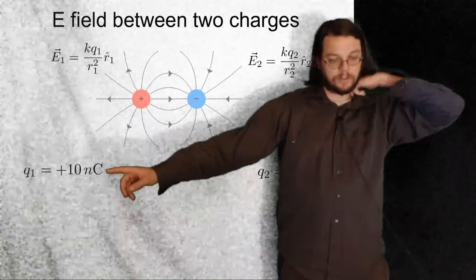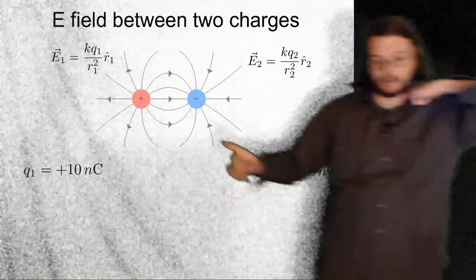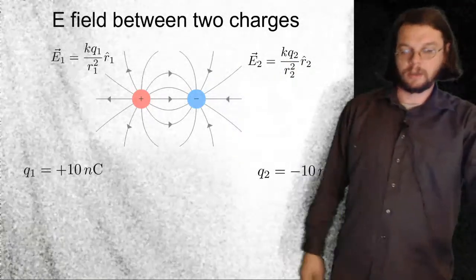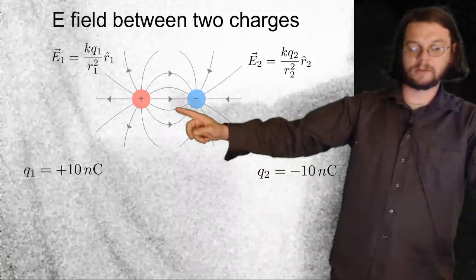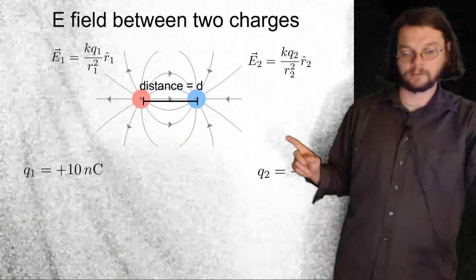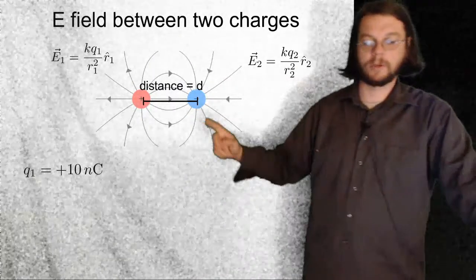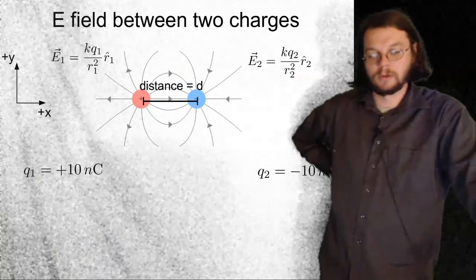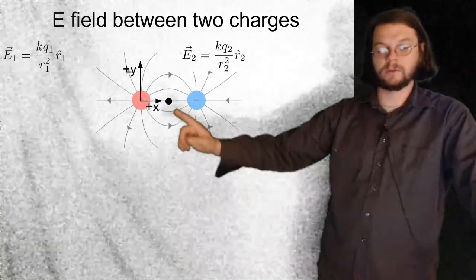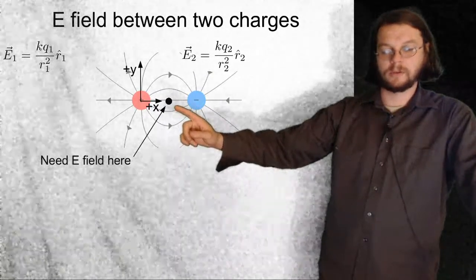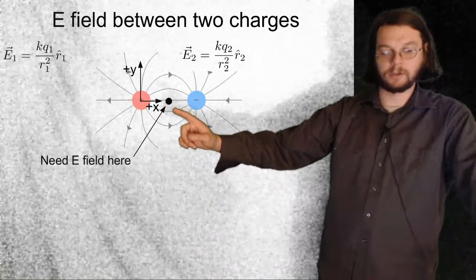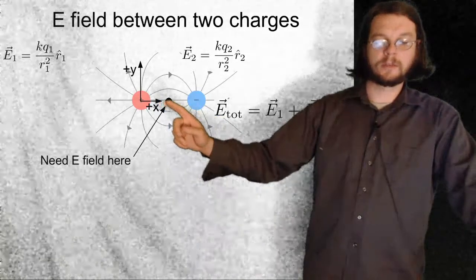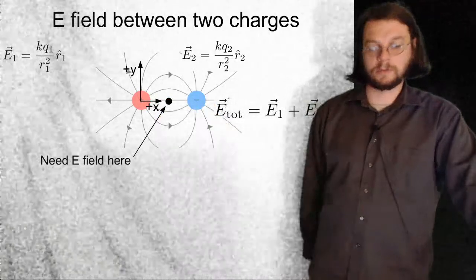So let's say that one of these things is 10 nanocoulombs and the other one is negative 10 nanocoulombs. We have our electric fields here. And at the point in the middle of these two things, they're going to add together. It's true for anywhere on this page, but it's also true of the middle. So let's say there's some distance d between the two charges, and we really need to know what the E field is in here, is our goal. So we're going to do that by just adding the electric fields together. So the electric field in the middle is the electric field from this thing plus the electric field from that thing. So let's break this down.